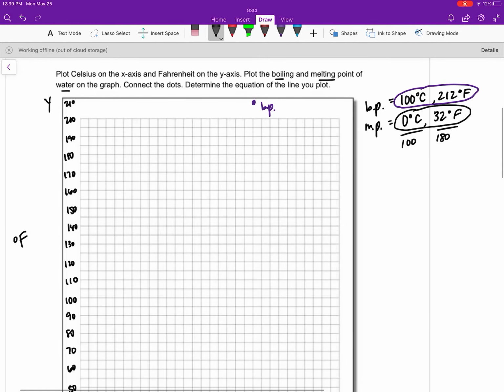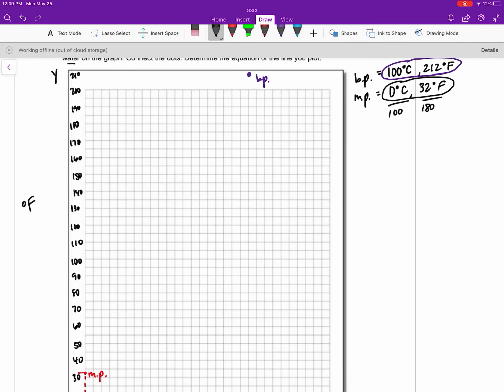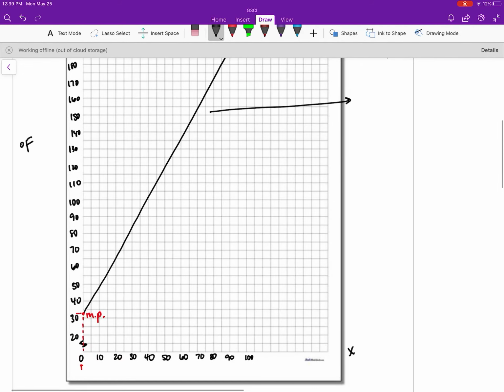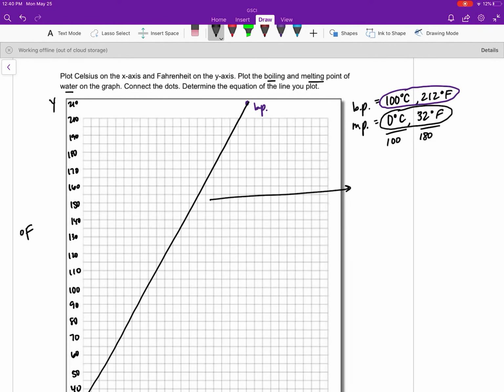And now I'm going to connect the dots, and this might be easier for you because you will be on paper maybe. Oh, I didn't do too bad. Okay, so I'm connecting the dots, and this is going to be two things. One is the relationship between Fahrenheit and Celsius, because anywhere along this line I could convert between Celsius and Fahrenheit. And it's also going to give us an equation, which is y equals mx plus b.